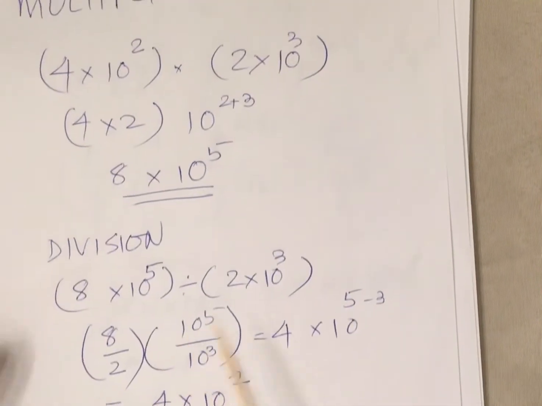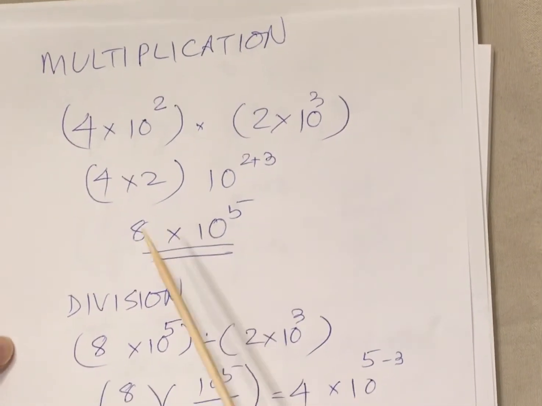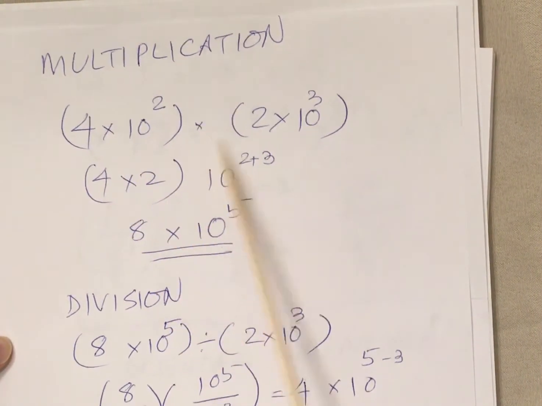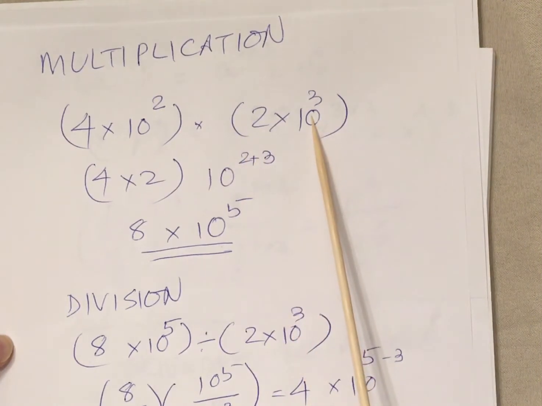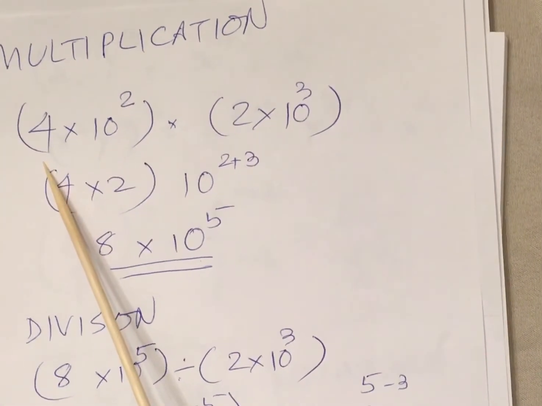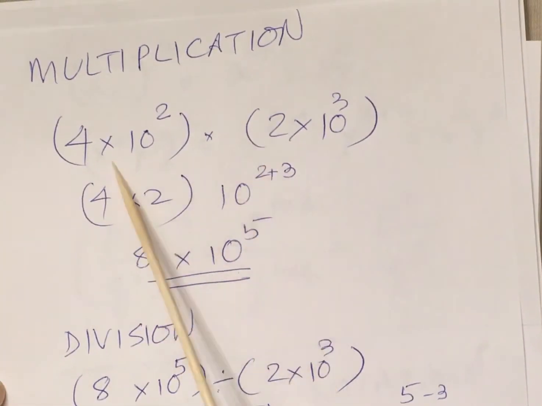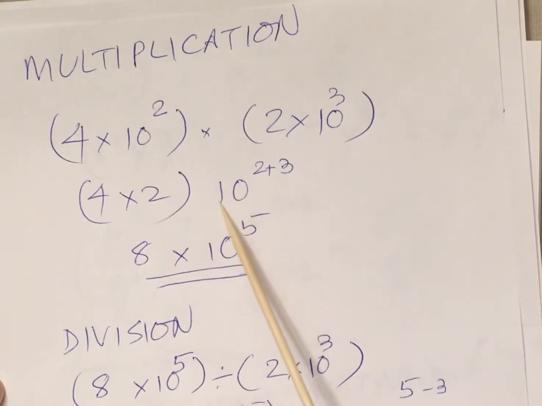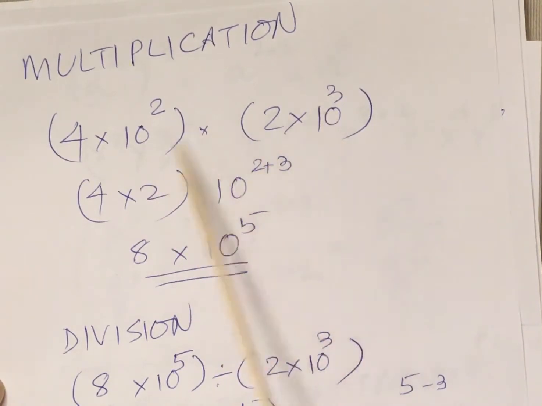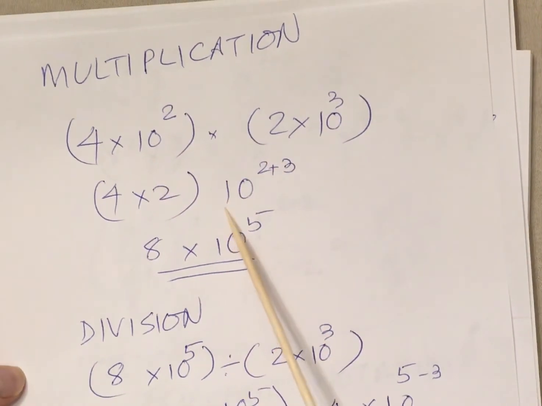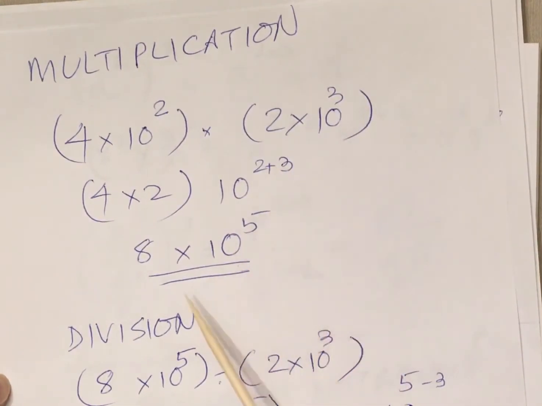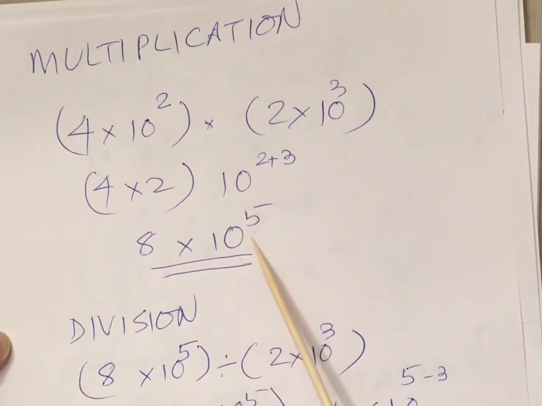The next topic we have is how to multiply two scientific notations. First one we have 4 times 10 to the power 2 times 2 times 10 to the power 3 here. So we multiply the numbers first, which are the base numbers here, which is 4 times 2, which is 8, times 10 to the power. This is an exponent here, this is another exponent, so you are adding these two. So finally you have 10 to the power 2 plus 3, which is 5.